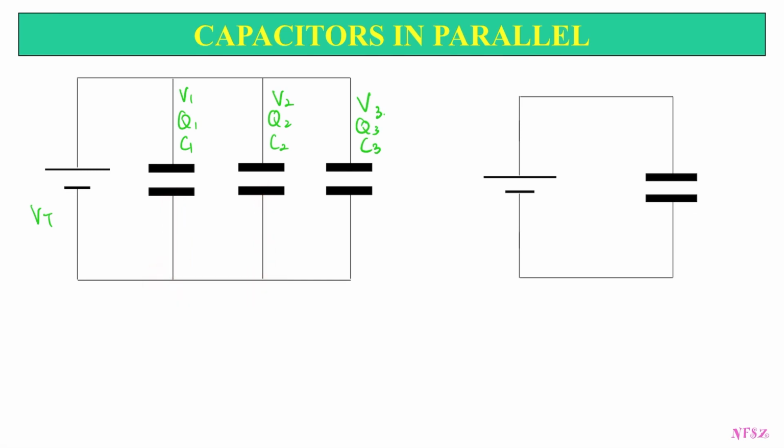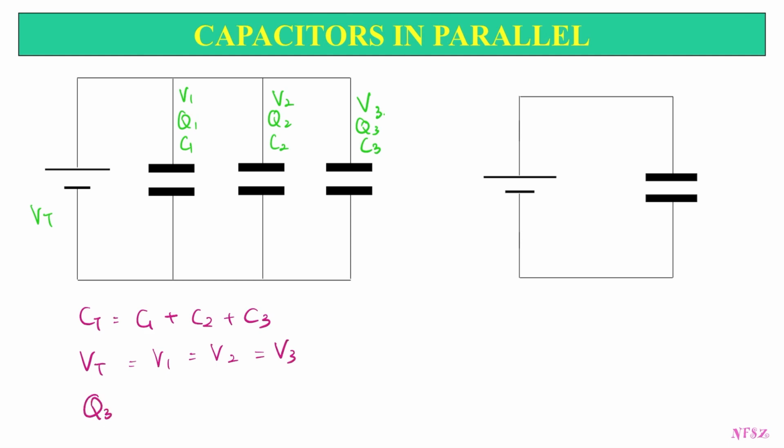Okay, so kalau this one untuk parallel arrangement, C total equal to C1 tambah C2 tambah C3. So kalau V total equal to V1... Dia sama macam tadi, kita tulis balik lah. C total equal to C1 plus C2 plus C3. V total equal to V1 equal to V2 equal to V3.